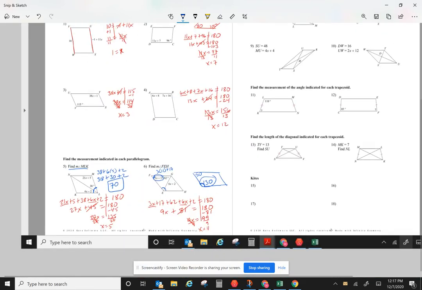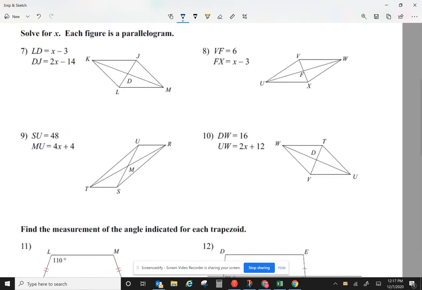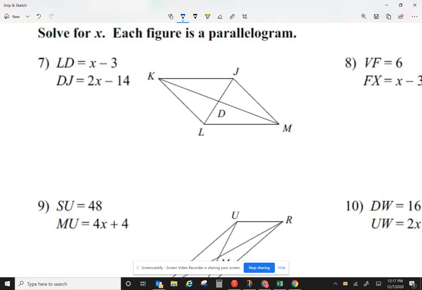Nice. All right, now let's talk about the diagonals. The interesting part of the diagonals on a parallelogram is that each diagonal cuts the other in half. The diagonals are those two segments on the inside. Now, those diagonals cut each other in half. So notice how the information says that LD is x minus 3. LD, if you notice, is this segment from L to D. Then I say DJ equals 2x minus 14. Look at DJ, that's that segment from D to J. The whole diagonal is LJ, from L to J.